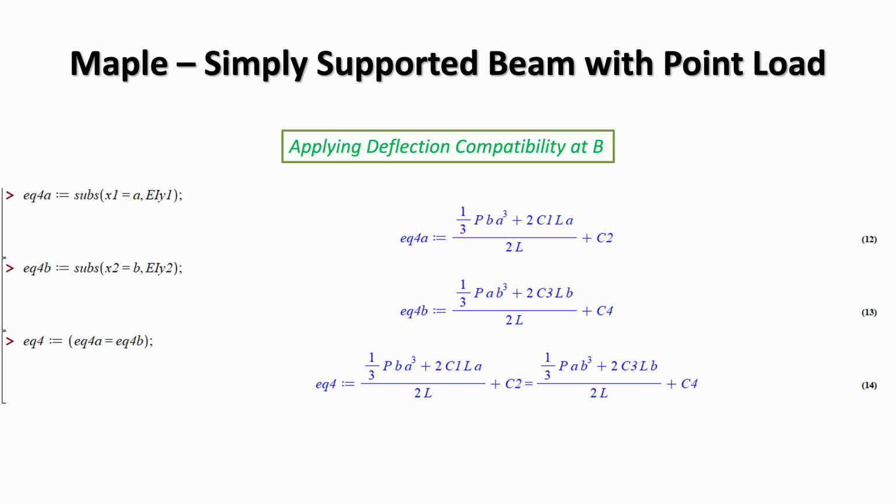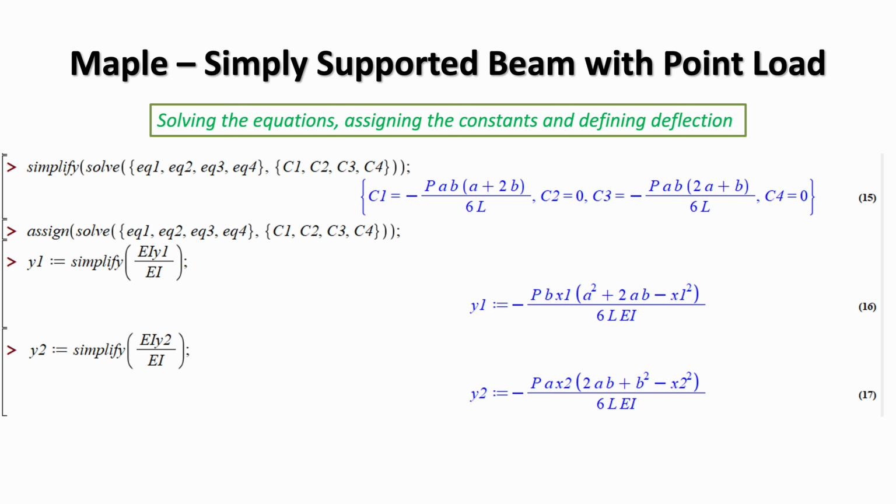Together with the 2 boundary condition equations applied earlier and the slope compatibility, we now have 4 equations for 4 unknown constants, and the system is ready to be solved in Maple. And finally, on this slide, we can ask Maple to solve the system of equations we have constructed. The solve command is used to solve the 4 equations.